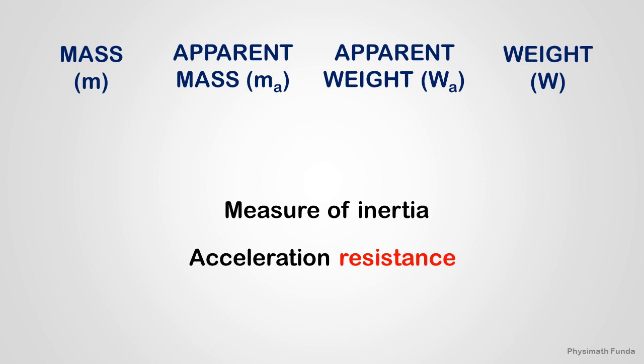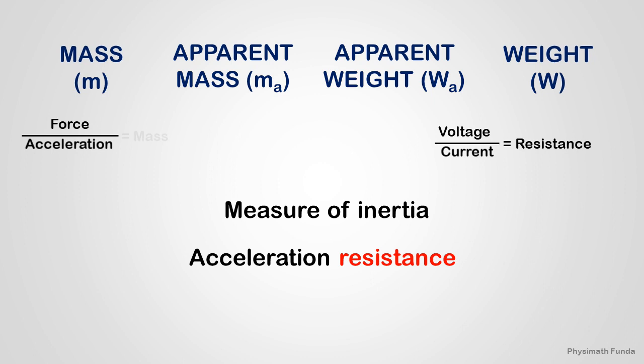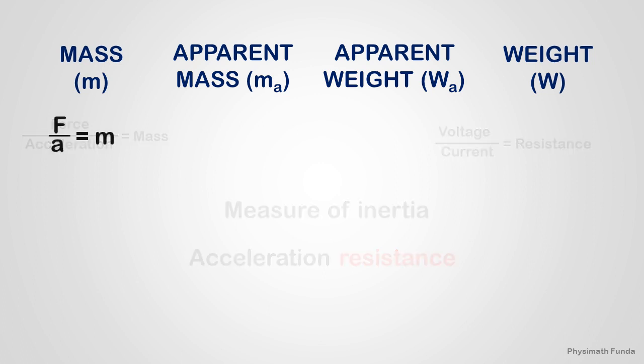We know that to establish a flow of current, we need to apply a voltage. All the materials have an inherent resistance against the flow of current, which is given by the ratio voltage upon current, and it is called the electrical resistance. Similarly, to produce an acceleration, we need to apply a force. All the bodies have an inherent resistance to get accelerated, and this resistance is given by the ratio force upon acceleration, and it is called the mass. This is one of the standard definitions of mass.